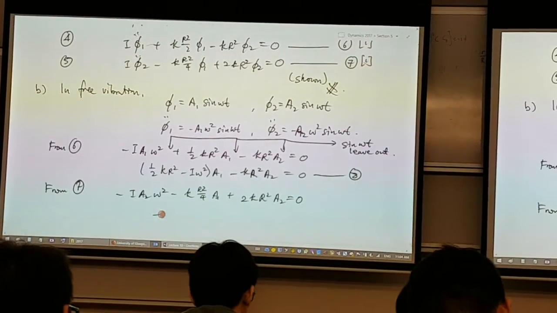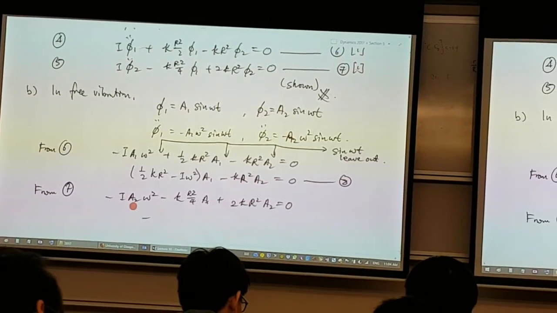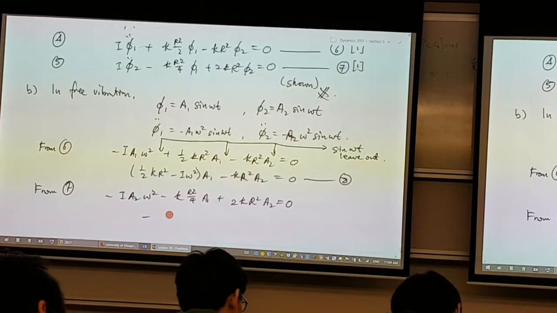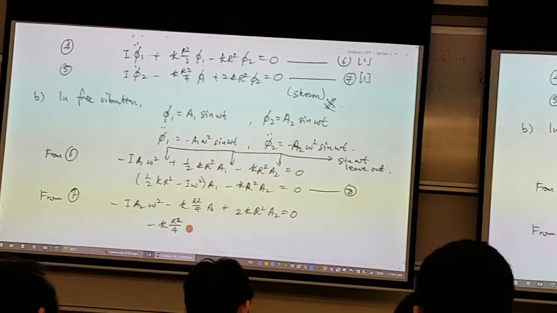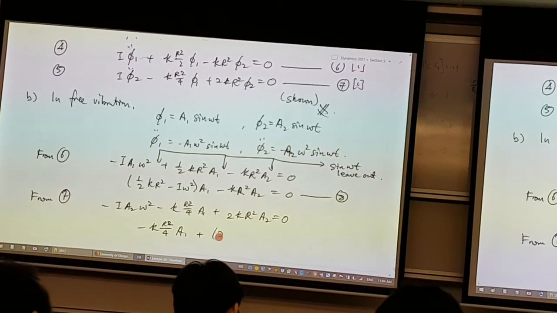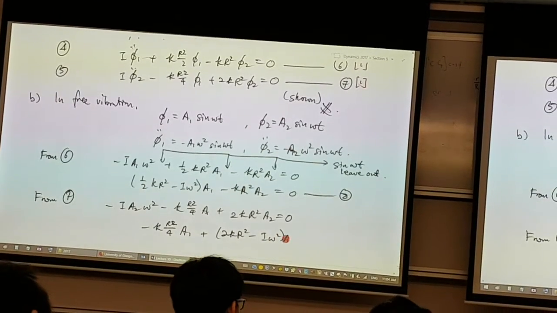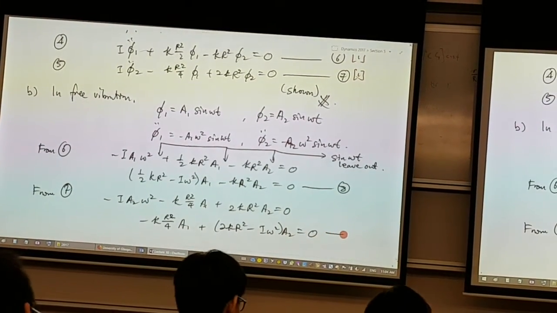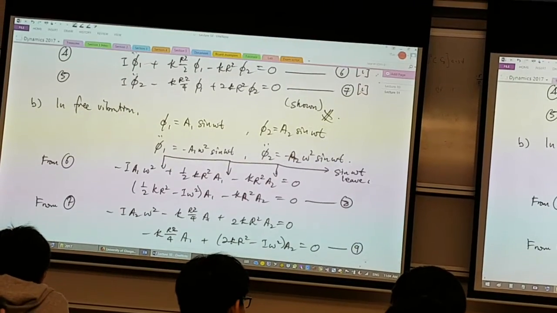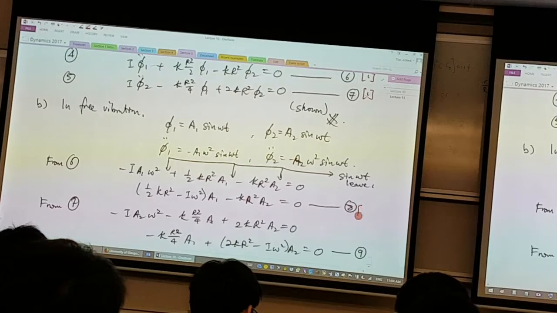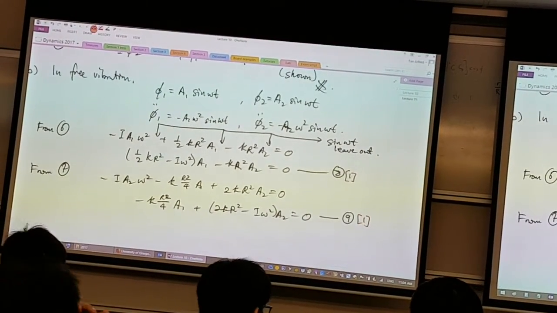So again, the sine omega t is no longer there, and then I'll bring all the a1s and a2 together. So I have minus k r squared over 4 a1 plus 2k r squared minus I omega squared a2 equal to 0. This is equation 9. The marks distribution for 8 and 9 is respectively 1 mark.